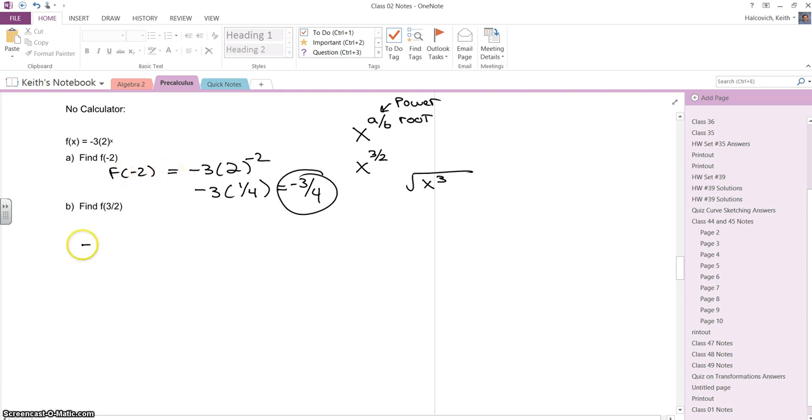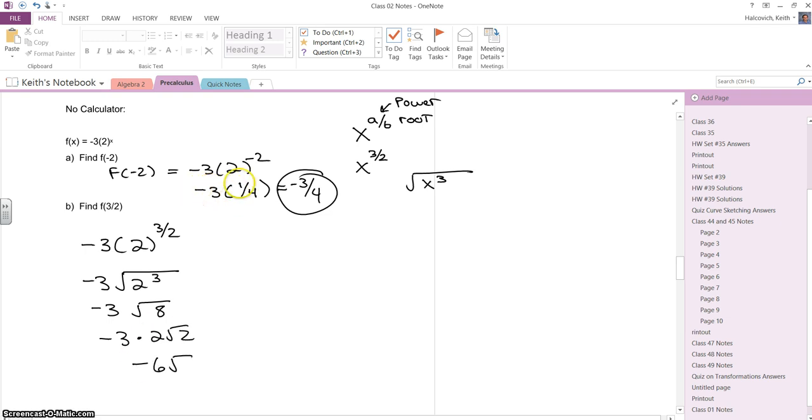For the 3/2, 2 to the 3/2, remember, can be written as the square root of 2 to the third. Well, 2 to the third is 8, so the square root of 8 can be reduced to 2 square root 2, and negative 3 times 2 is negative 6 square root 2.